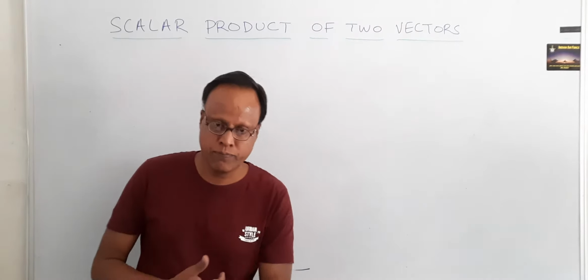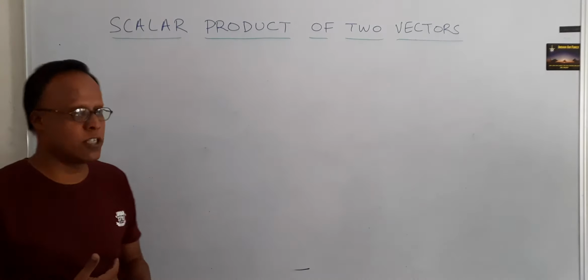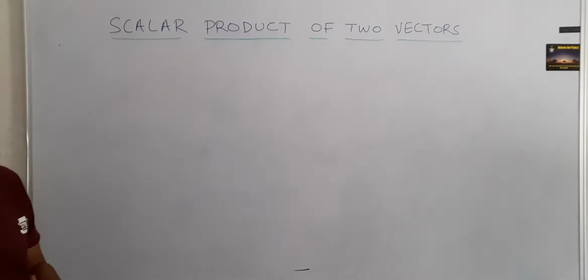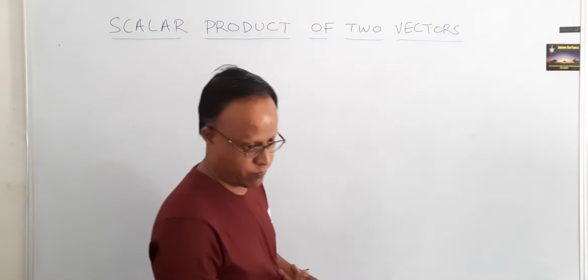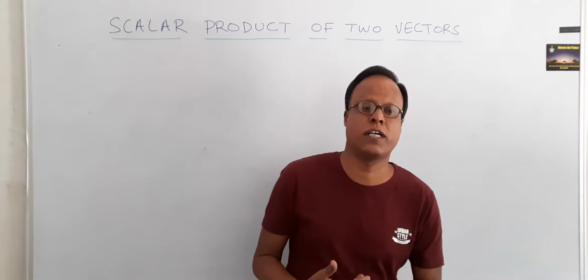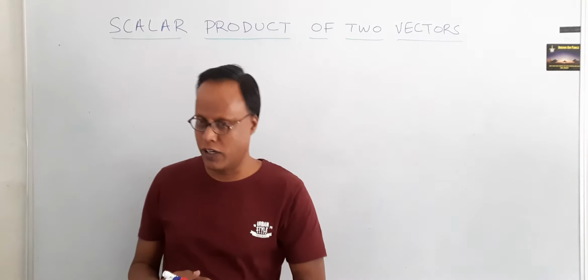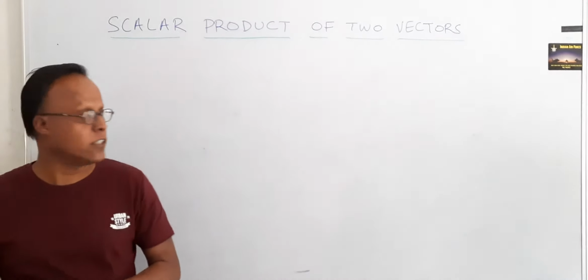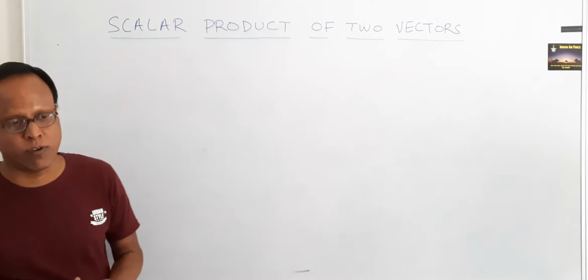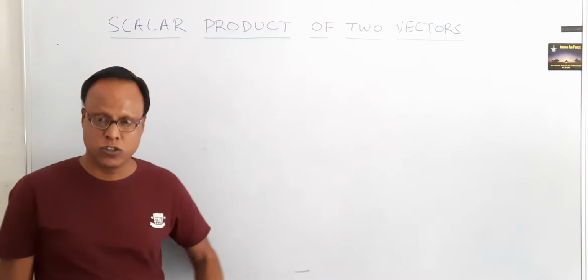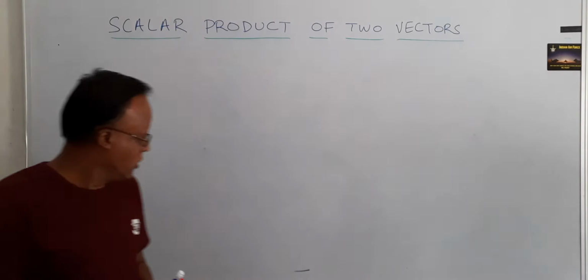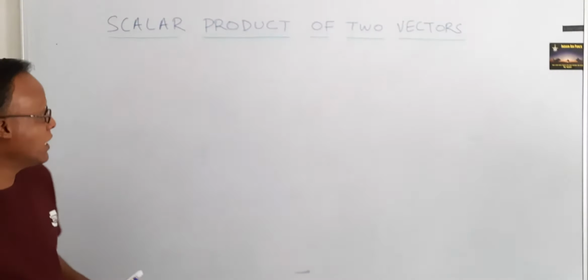Hello everyone. Today I am going to discuss the scalar product of two vectors. Now our topic is how we can multiply two vector quantities. In the last lecture we discussed how to add two vectors and how to subtract two vectors. Now please pay attention here.